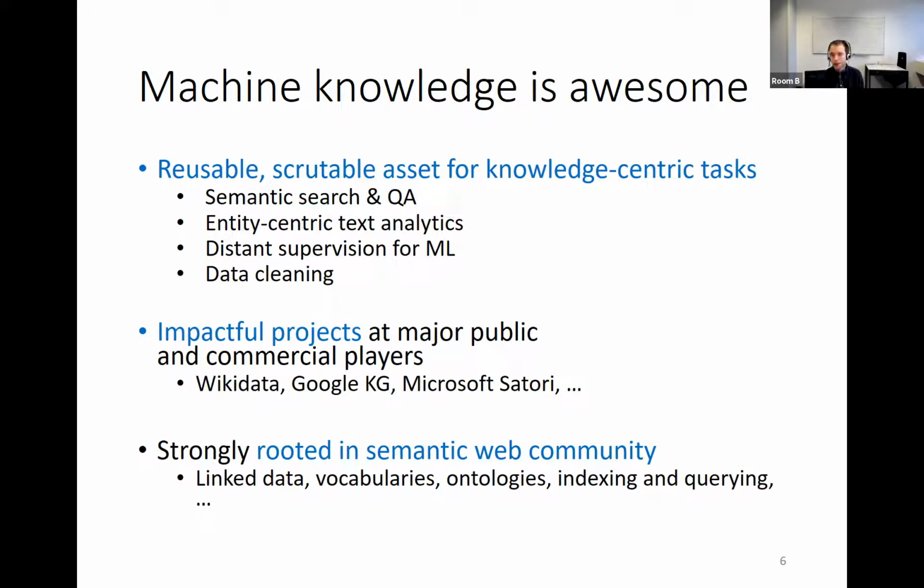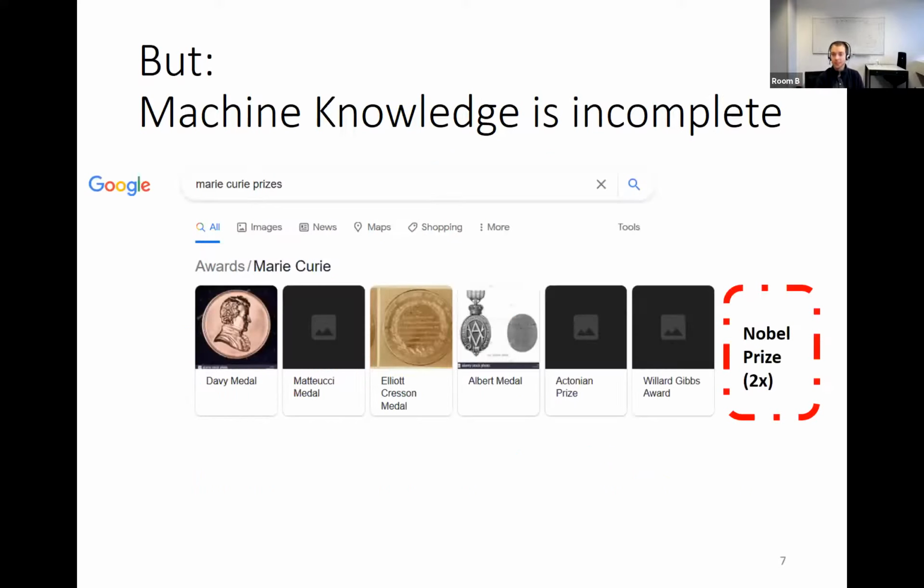Wikidata most prominently in the public domain, and major tech companies have their own KGs. And all this is strongly rooted in knowledge representation and semantic web communities, with all the work on knowledge representation, vocabularies, ontologies, and so on. Machine knowledge is awesome. However, it is generally incomplete.